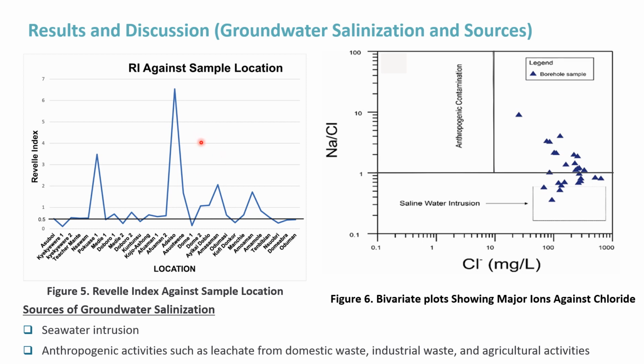Now, where are the sources of these saline water? Where is the saline water coming from? On this plot, the samples were compared with seawater, and almost 50% were plotted within the seawater zone, suggesting that seawater intrusion may be contributing to the chemistry of the water. And also, some are plotting within the anthropogenic contamination zone, which also suggests that anthropogenic activities like leakage from domestic waste, industrial waste, and agricultural activities are contributing to the chemistry of the water.